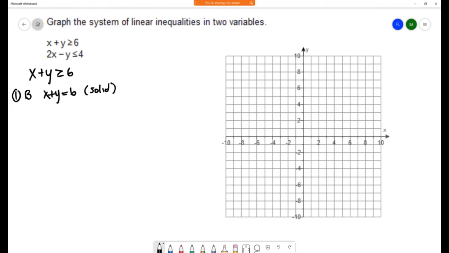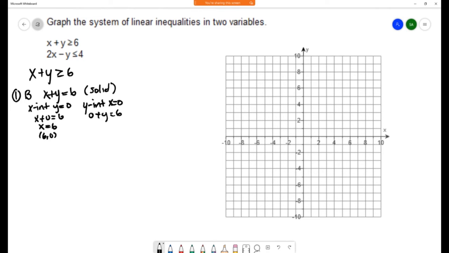So this particular equation is written x plus y equals 6, so I can easily find the x-intercept. Find the x-intercept by letting y equal 0. That would give x plus 0 equals 6, x equals 6. So we have 6, 0 as the x-intercept. We can find the y-intercept by letting x equal 0.